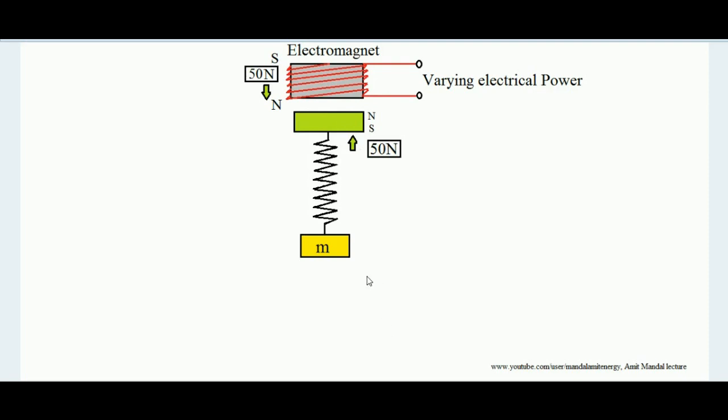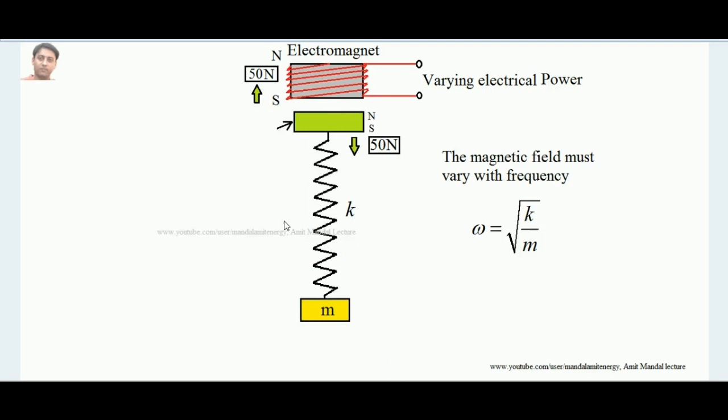Similarly, if this mass is moving in the opposite direction, you can see the spring is elongated, and due to this elongation suppose it is pulling this mass, and the amount of pull is 50 Newtons. Again we can change the polarity of the electromagnet and develop the strength according to requirement, so that south is developed on this electromagnet and a 50 Newton pull force is developed. Now the forces are balanced, so this mass will remain stationary.